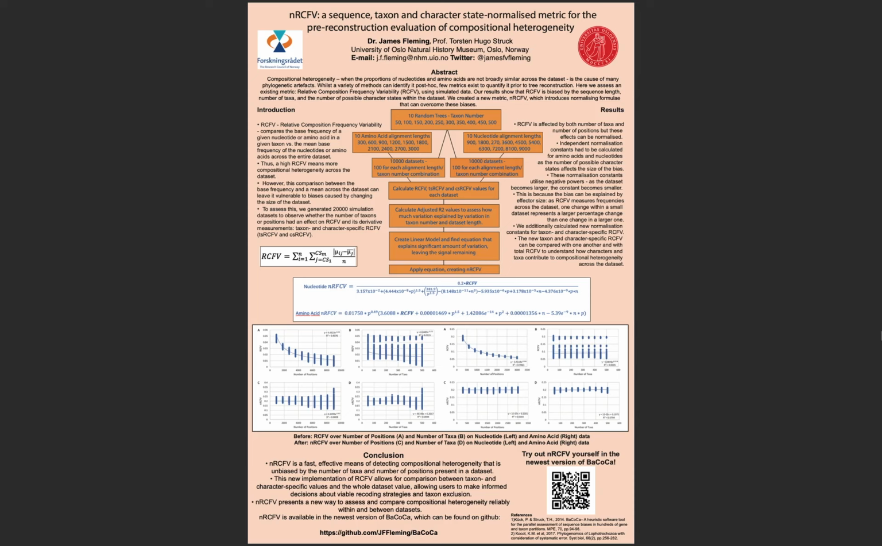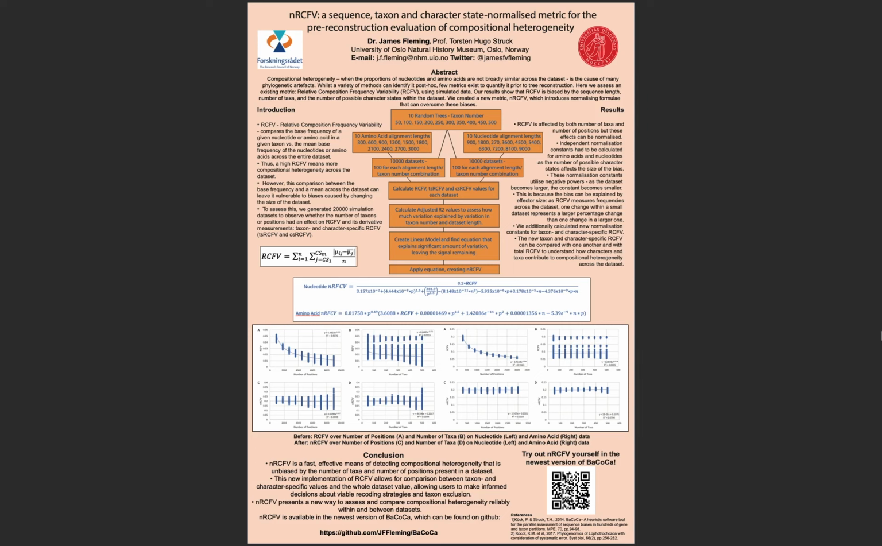the dataset. In order to combat that, we then used linear regression models and adjusted R-squared values to establish normalizing constants for each of these datasets, and found something incredibly interesting. Not just was RCFV biased by the amino acid or nucleotide alignment length and by the number of taxa in the dataset, it was also biased by the number of character states within that dataset.